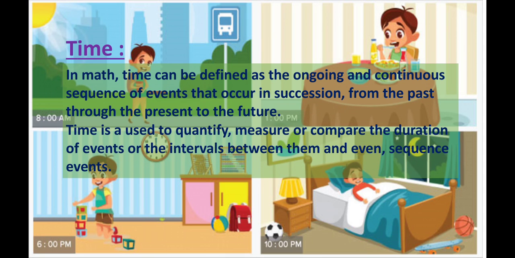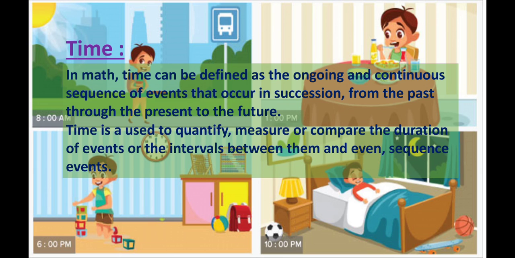In maths, time can be defined as the ongoing and continuous sequence of events that occur in succession from the past through the present to the future. Okay, time is the sequence of events, from the past through the present to the future. We can say about past, present and future.